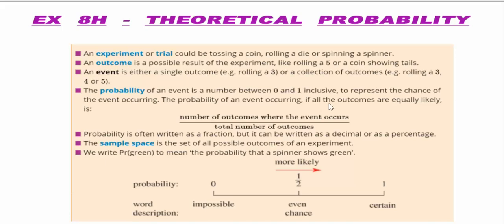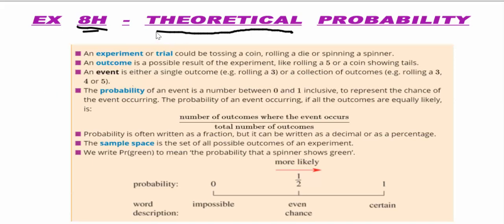Anyway, let's move on really quickly. Still continuing with our probability section of this chapter. So we're now looking at exercise 8H, theoretical probability. We're going to be looking at two things: theoretical probability, and in the next video, experimental probability.